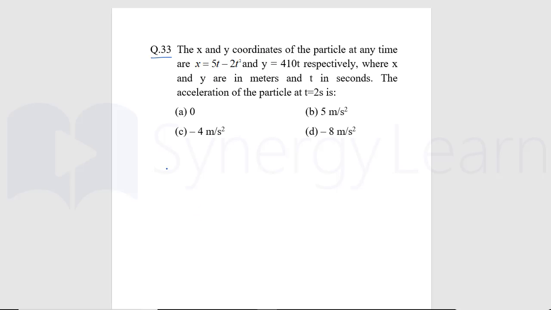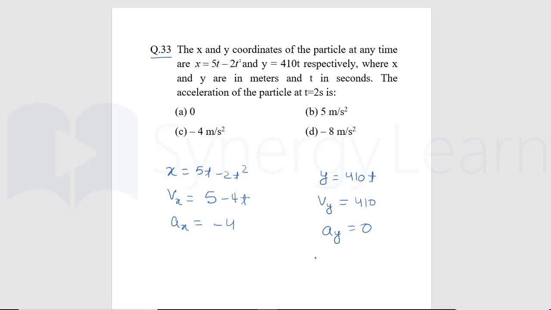In question number 33, it says the x and y coordinates of the particle at any time is given by x equals 5t minus 2t square and y as 4 10t. Then the acceleration. So the velocity in x direction will be 5 minus 4t, and therefore acceleration in x direction will be minus 4. The velocity in y direction will be 4 10 and acceleration will be 0. Hence, net acceleration is the only acceleration along x-axis and is minus 4 meter per second square.